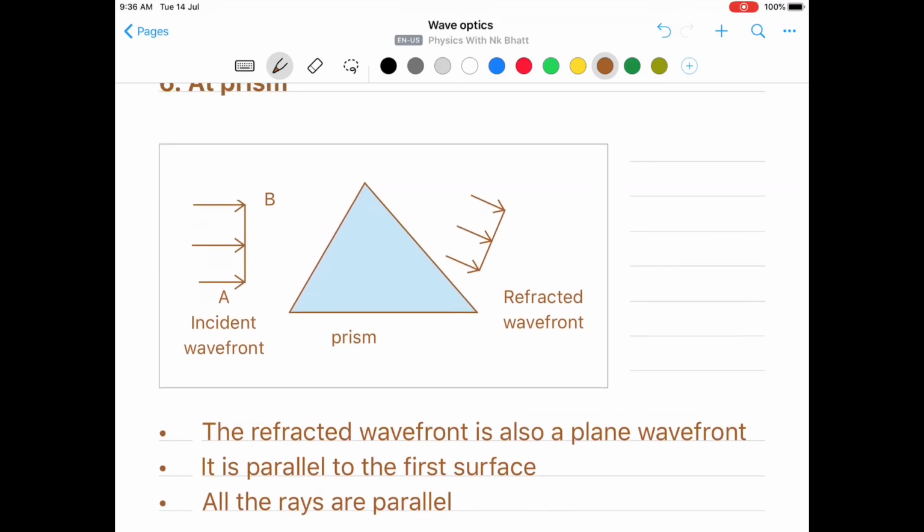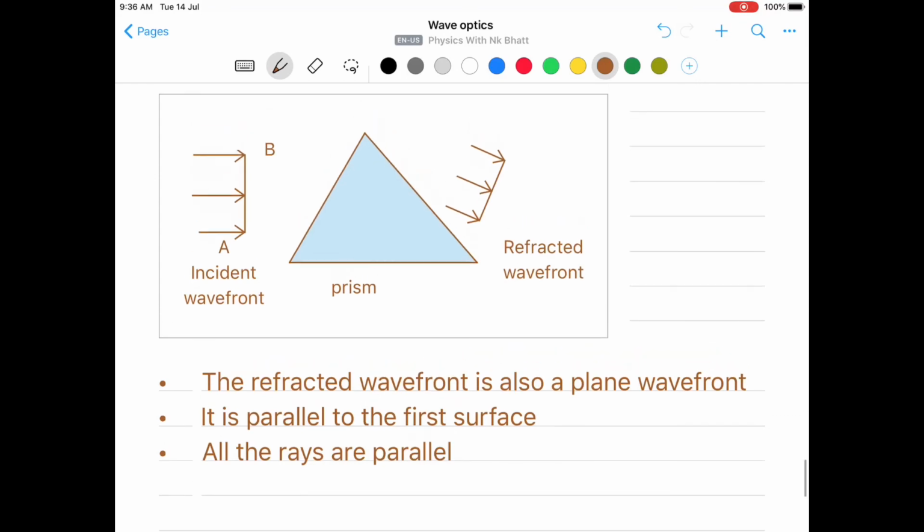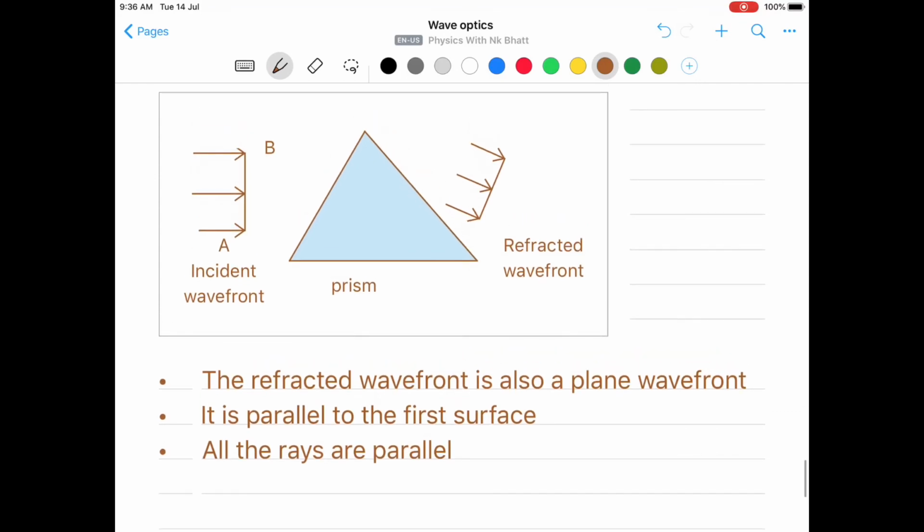So in this lecture I tried to cover all the possible surfaces of refraction and reflection over which the wavefront can be incident and how the wavefront behaves, that also we have studied. Hope you will learn about this concept through this video lecture.